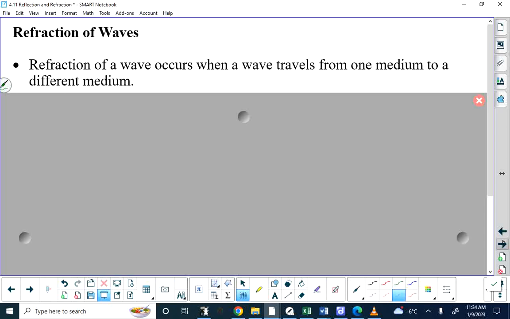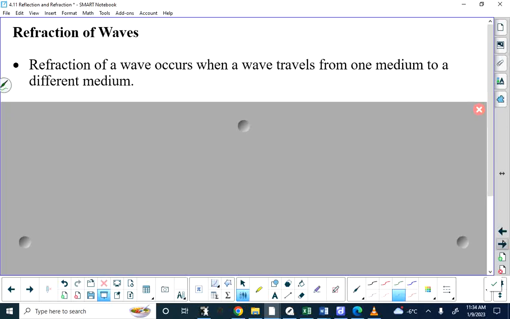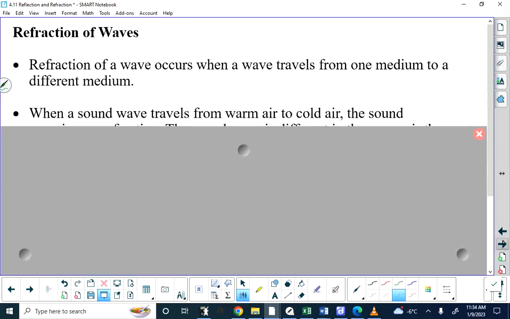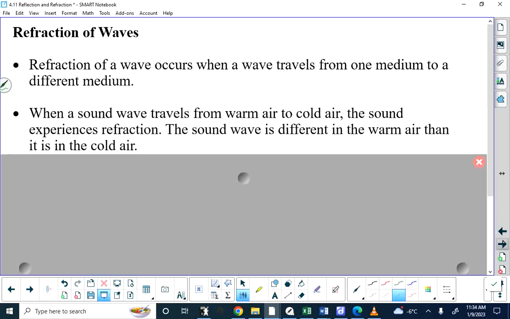That's what refraction is, and it's more involved than that, but we're going to use that analogy from time to time to explain certain things. So for example, here are some illustrations. When a sound wave travels from warm air to cold air, refraction will happen, because warm air is a different substance than cold air. Okay? The sound wave in the warm air will be different than the sound wave in the cold air. Things will be different.